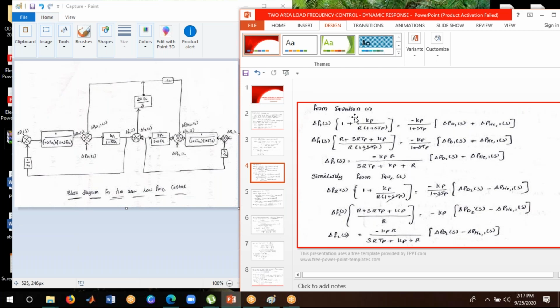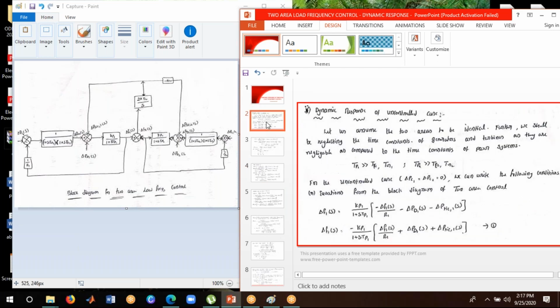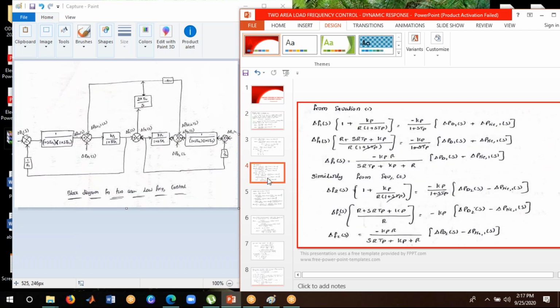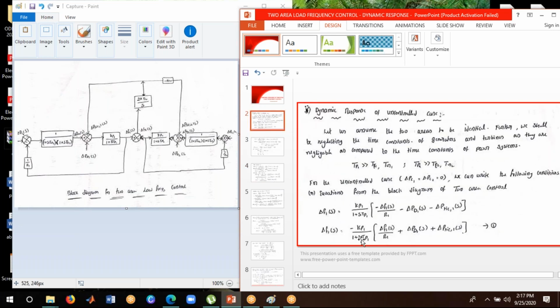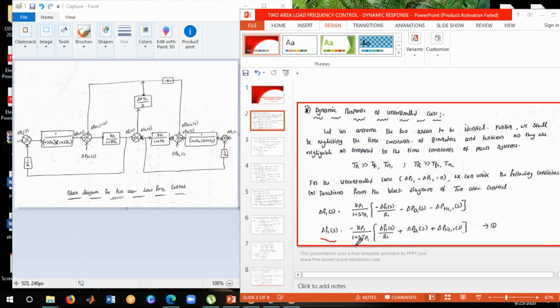Right. So from equation 1, this is equation 1 here. From this, let's see what we will do. If you observe this equation 1, bring all the delta F1 of S outside. So here we have two factors of delta F1 of S.